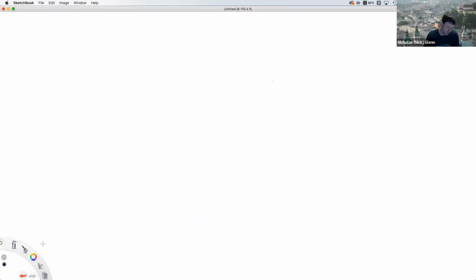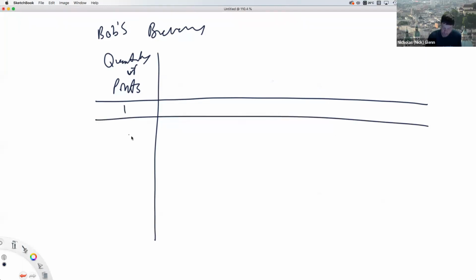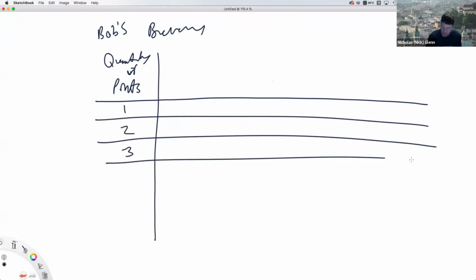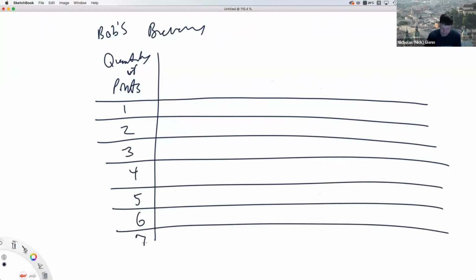All right, so we have a table for this next one. Which all ones do I need? Let's try to draw this real quick. This is Bob's Brewery. This may take a second. And obviously, he serves pints of beer. And so we have these different quantities. 1, 2, 3, 4, 5, 6, 7, 8.